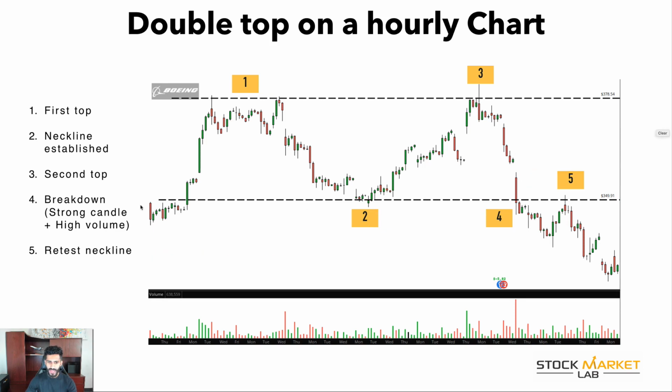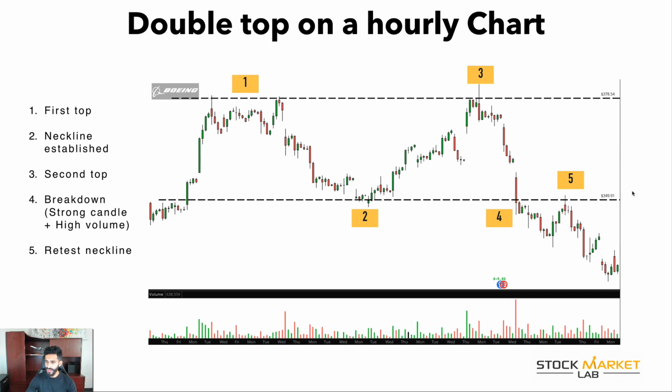So once again, let's recap. First top, neckline. Second top, break of the neckline, retest, continuation, move. Phenomenal play. Now sometimes when you do take the trade here, which is where you're recommended to take the trade, it might go down and then try to retest. If it retests and it's a weak move up, you can always add more to your position. This could be an add-on to your trade.